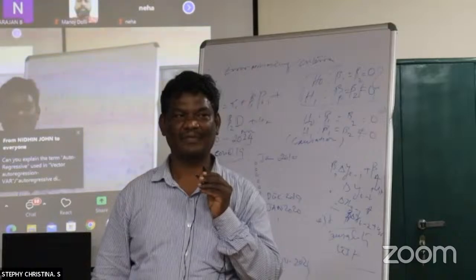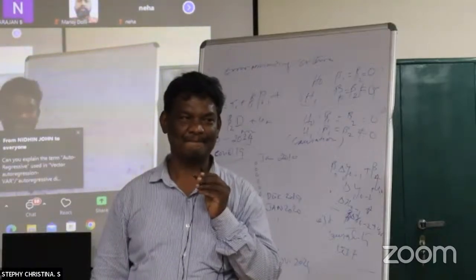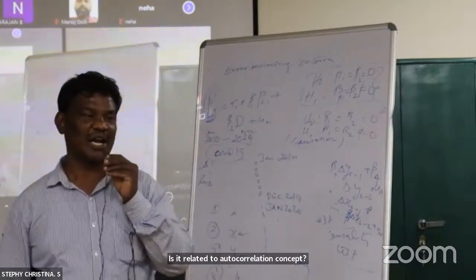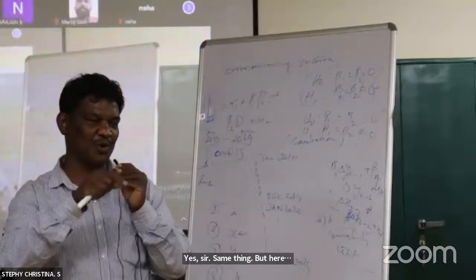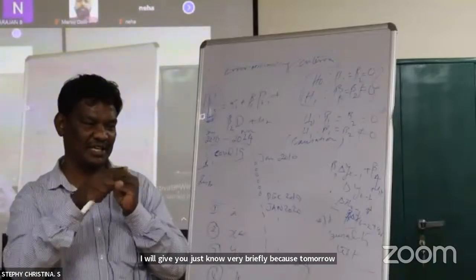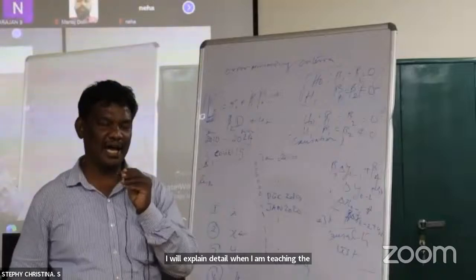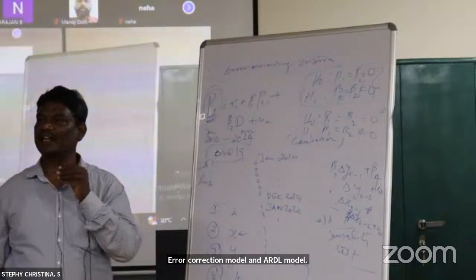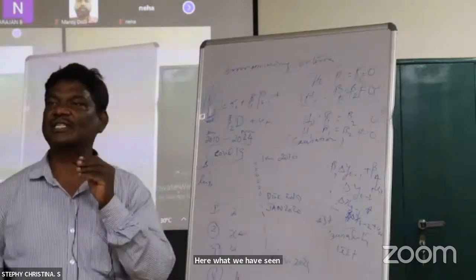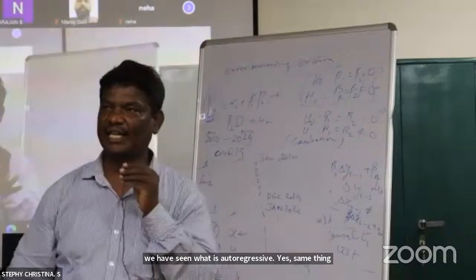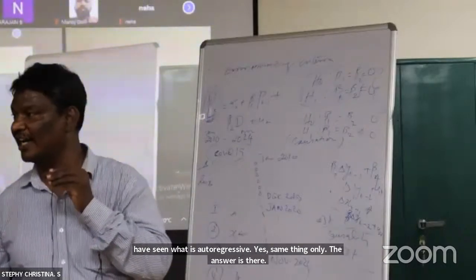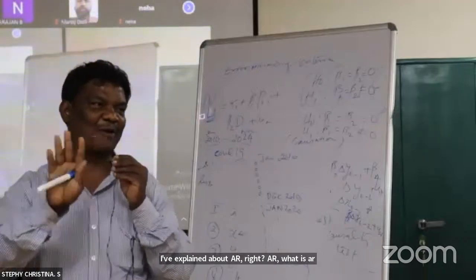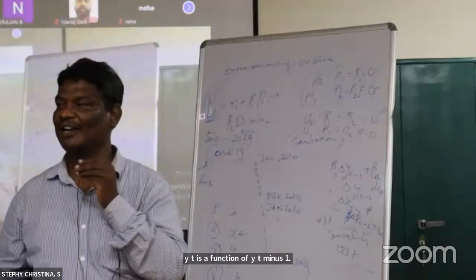In the ARDL model, is it related to the autocorrelation concept? Yes, sir, same thing. I will give just a brief answer for the VAR model here because tomorrow I will explain in detail when I teach the error correction model and ARDL model. Actually, it is very simple. What is autoregression? Yesterday I explained AR, right? AR: Yt is a function of Yt-1. So AR(1). In the VAR model, we use the same.